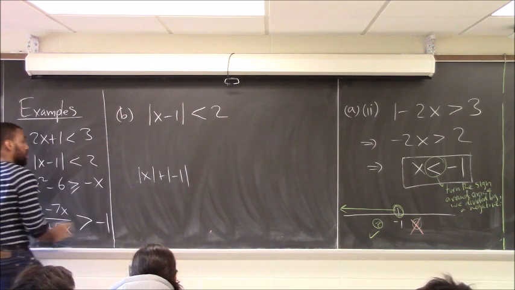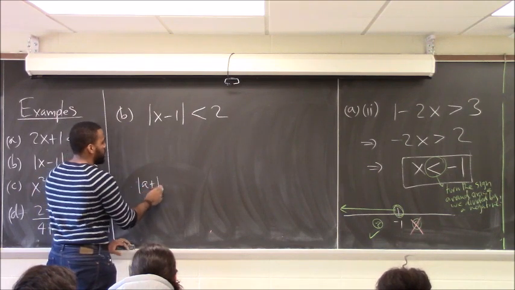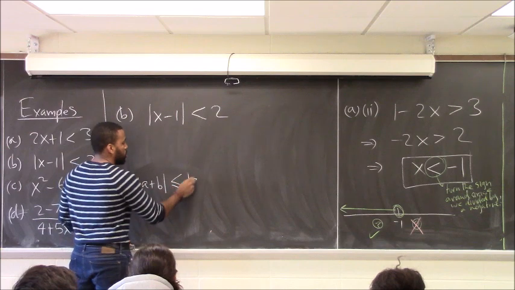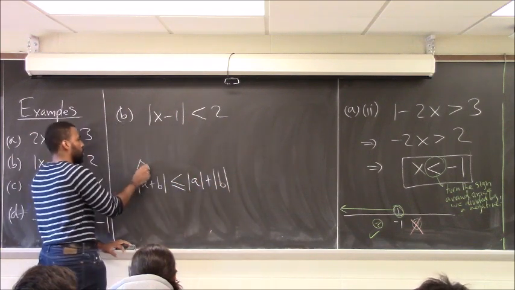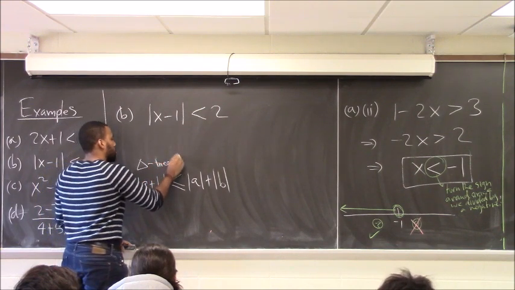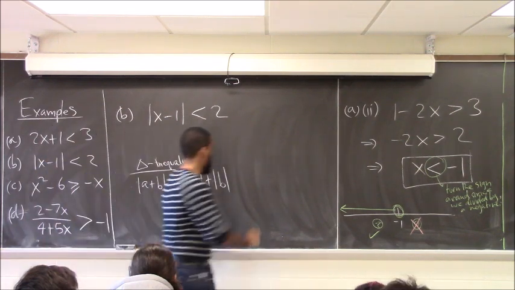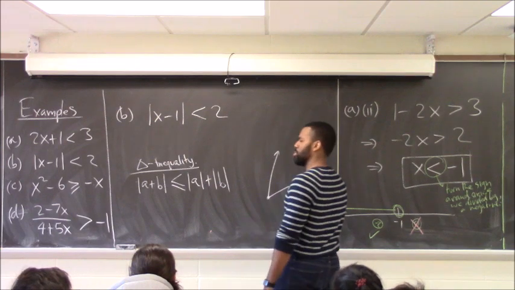There's something called the triangle inequality. It turns out that the absolute value of a plus b is always going to be less than or equal to the absolute value of a plus the absolute value of b. This is a very famous inequality, called the triangle inequality. So that's actually not true. One way to see why it's called the triangle inequality: I don't know if you guys know about vectors.